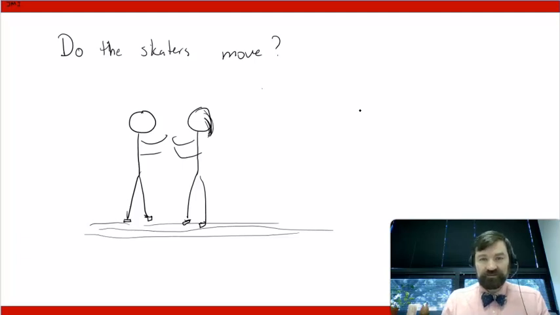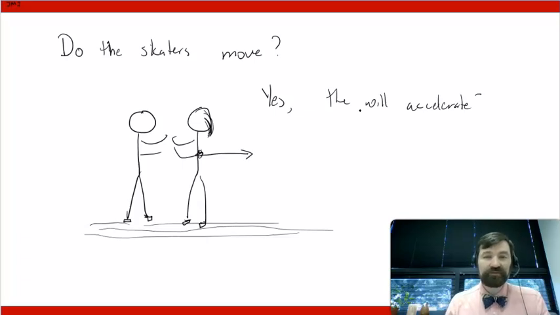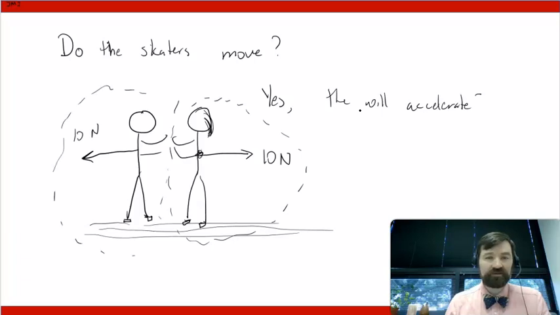The answer is yes, they should accelerate. So they will accelerate. Do they both have the same acceleration? No, because they may have different masses. But the two forces in question are acting on different people. So you have 10 newtons on this person right here, and so this person's system taken in isolation looks like this. You have 10 newtons on this one right here, so this guy's system taken in isolation looks like this. Each one, we could call this 1 and this one 2.